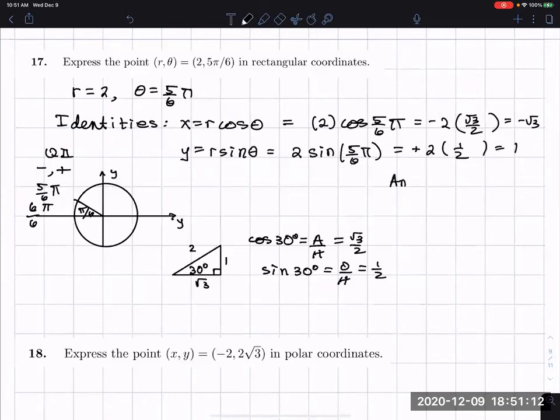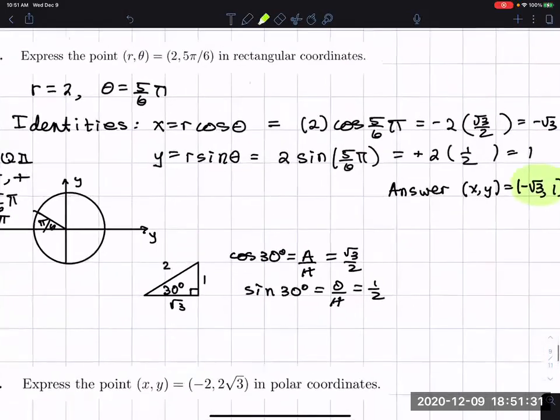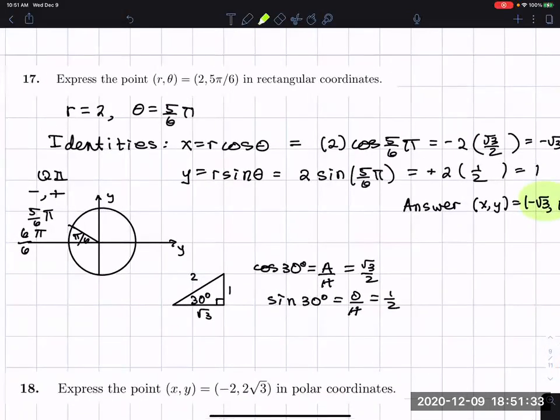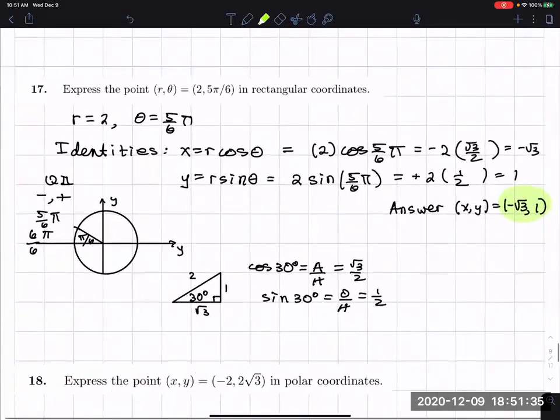So the answer, I'm putting this in xy coordinates. It's xy equals negative rad 3, 1. Some people don't like to put equality between points, but some people do, and I'm just going to do that. But that's our answer. That's our answer right there.